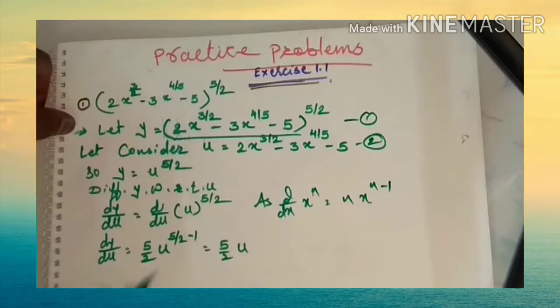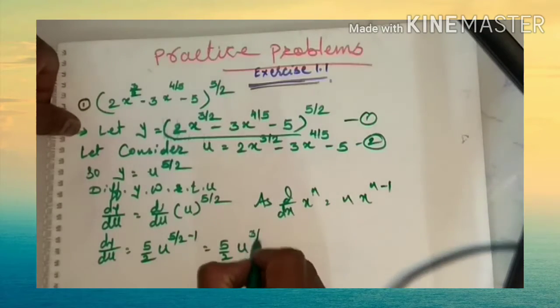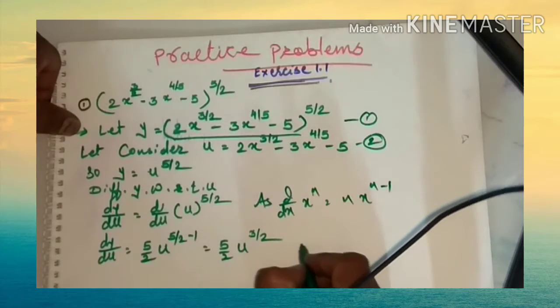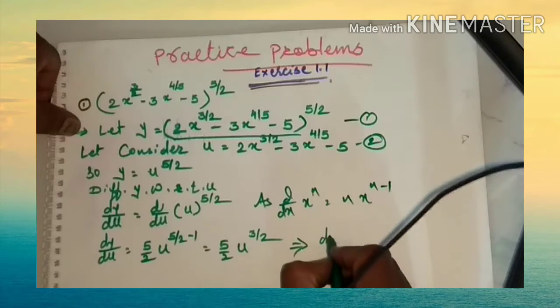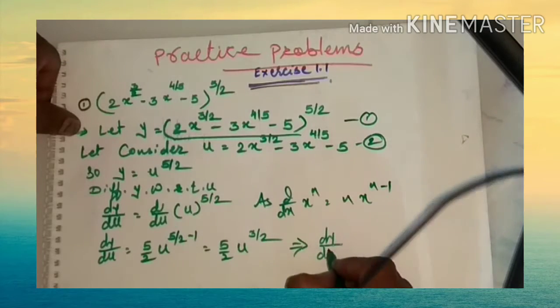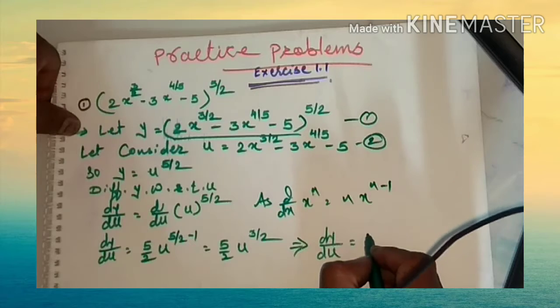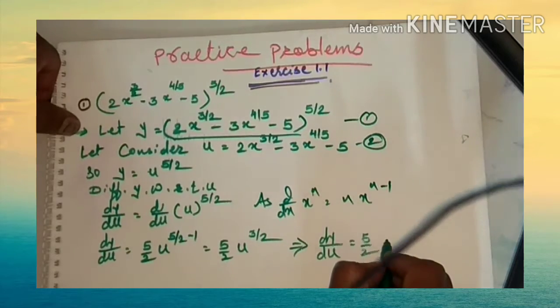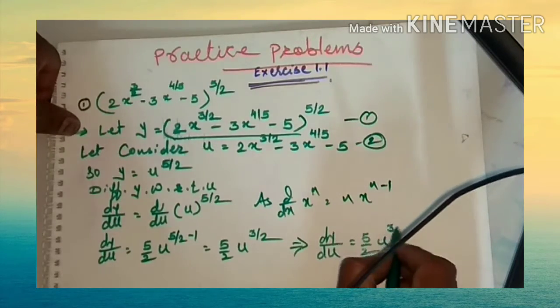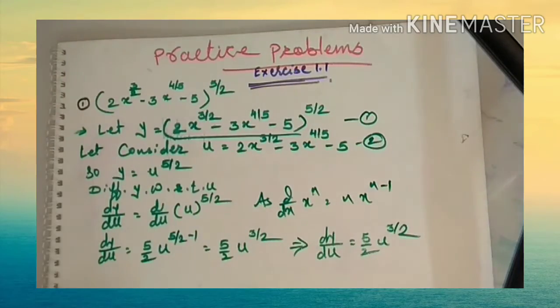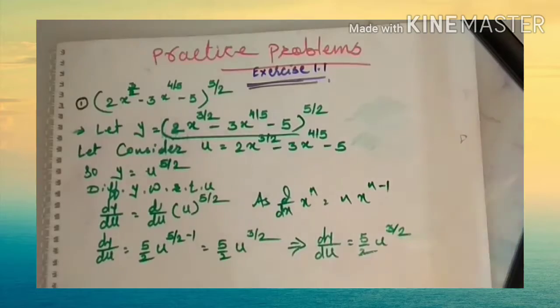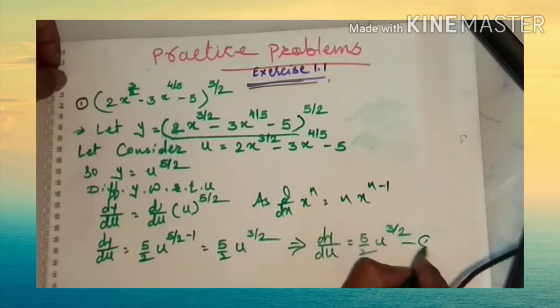5 by 2 minus 1, 2 will go, so that will be 3 by 2. So what you have got? You have got dy by du is equal to 5 by 2 u raised to 3 by 2. Okay, so this will be equation number 1.